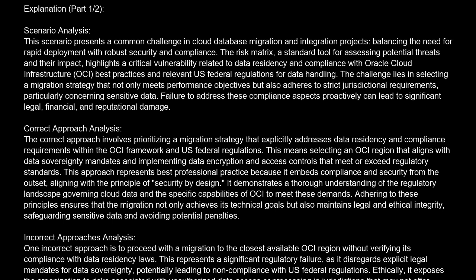Incorrect approaches analysis. One incorrect approach is to proceed with a migration to the closest available OCI region without verifying its compliance with data residency laws. This represents a significant regulatory failure, as it disregards explicit legal mandates for data sovereignty, potentially leading to noncompliance with U.S. federal regulations. Ethically, it exposes the organization to risks associated with unauthorized data access or processing in jurisdictions that may not offer equivalent data protection.